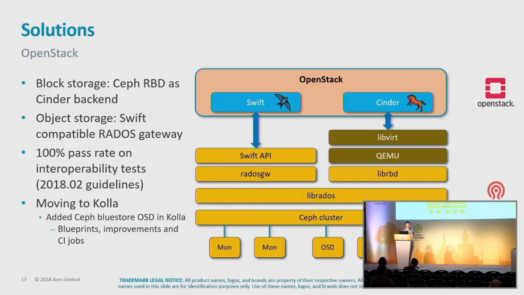Ceph has dominated OpenStack storage backends. In OpenStack, there are two kinds of backends, block storage and object storage. And for OpenStack, we have achieved a 100% pass rate on the interoperability test. As the whole world is moving to containers, Kolla was introduced to provide production-ready containers and development tools for operating OpenStack clouds. We have introduced the Ceph BlueStore OSD in Kolla with a blueprint and several improvements and jobs. And all these things have been developed and first verified on ARM servers.